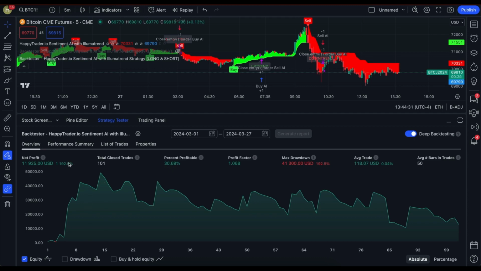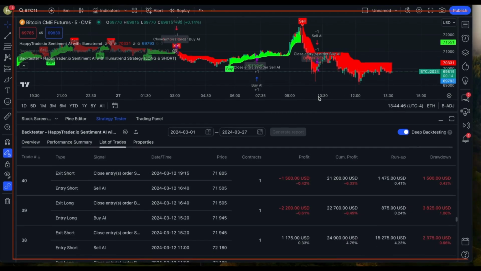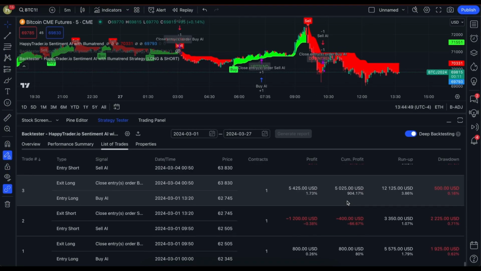And anyway, we have 1192% in 1 month. You can't argue with that. We did have a touch right here where we went below just for a second, but we had 101 closed trades for the month. And if you look at the list of the trades, we can actually go back and see every single one of them that would be on our chart.